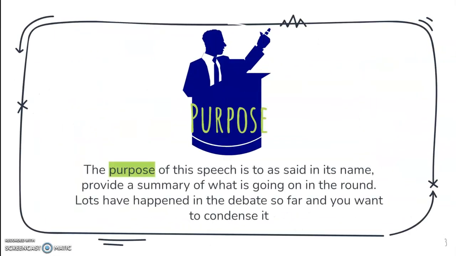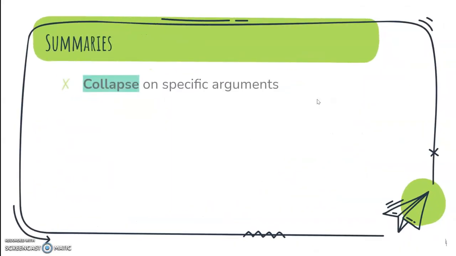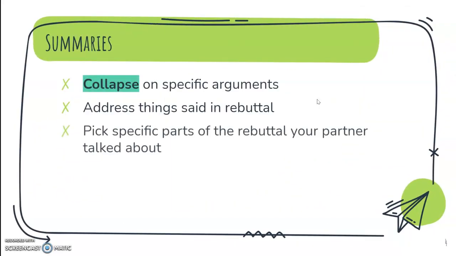The purpose of the summary is the name. You provide a summary of what is going on in the round, and you need to think about it as the person that's judging you. The person judging you has probably heard a lot of arguments in Crossfire, rebuttals, and your constructives. You have to condense that down into the small things that really matter, making it a lot easier for the judge to understand what is going on.